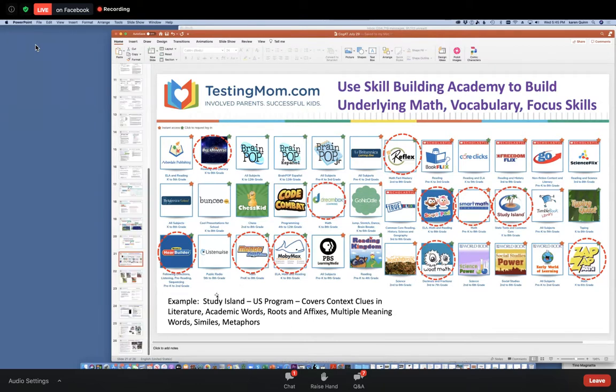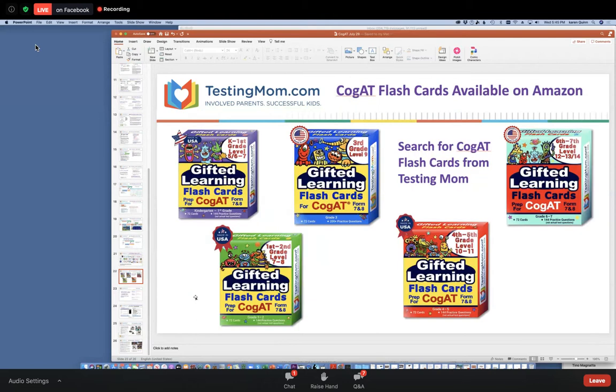The other thing that we have is, let me see, we actually have these, you can go on Amazon, we have these flashcards for CogAT. So your child can do flashcards and practice that way. That's another way to do it. Just go to Amazon and look for Testing Mom CogAT flashcards, and you can have those.